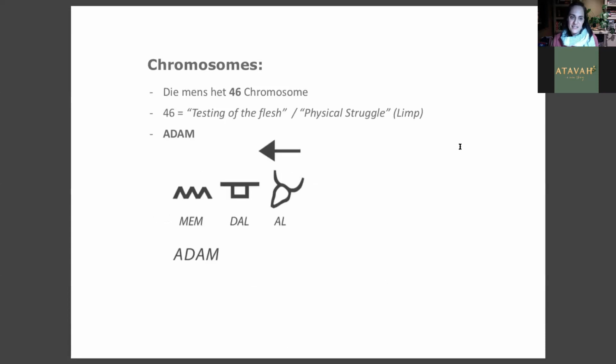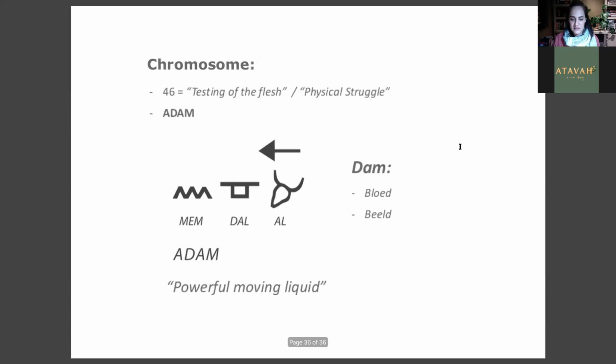So to take this even further, if you look at the word pictures of Adam, you have the Aleph, the Dalet, and the Mem. So what do the pictures mean? It means the powerful moving blood or the powerful moving liquid that contains the DNA, the seed.